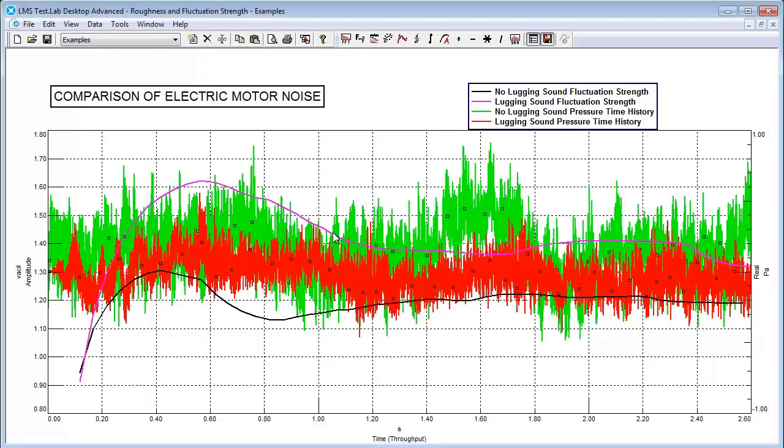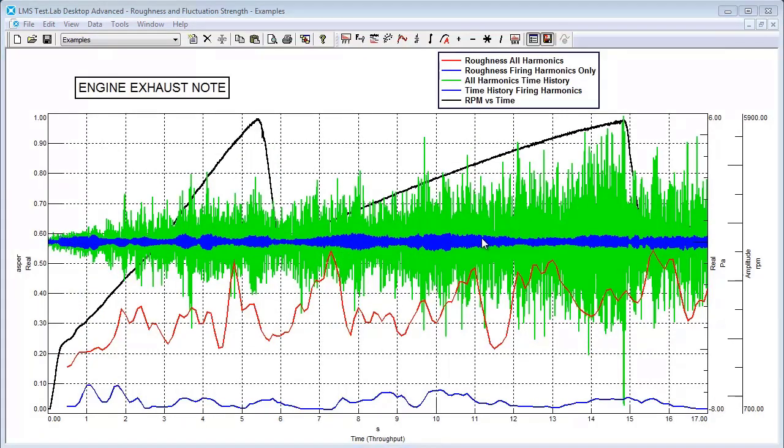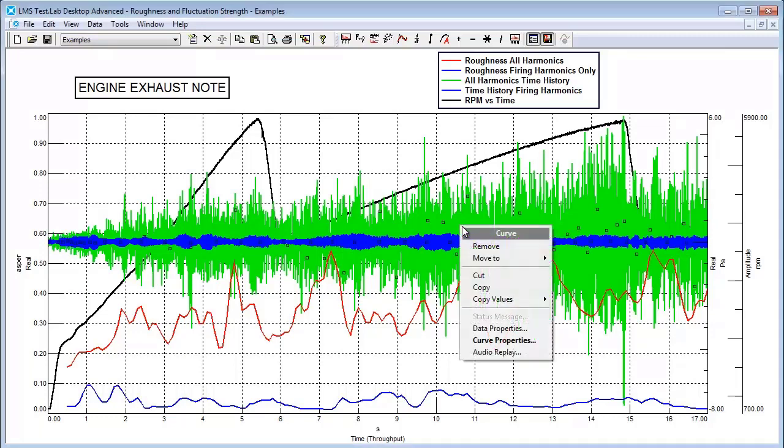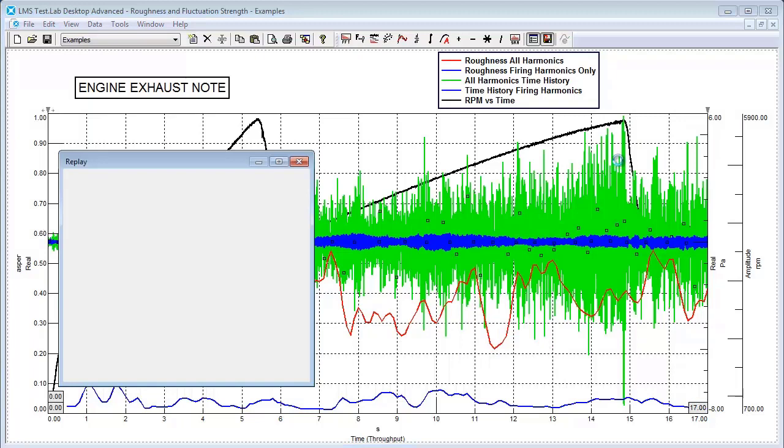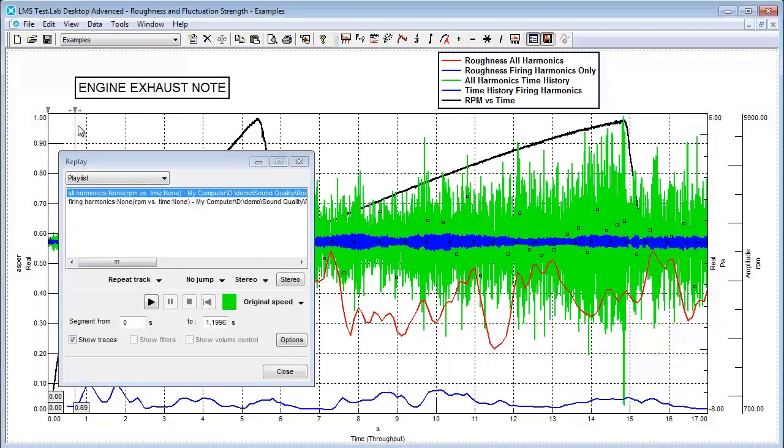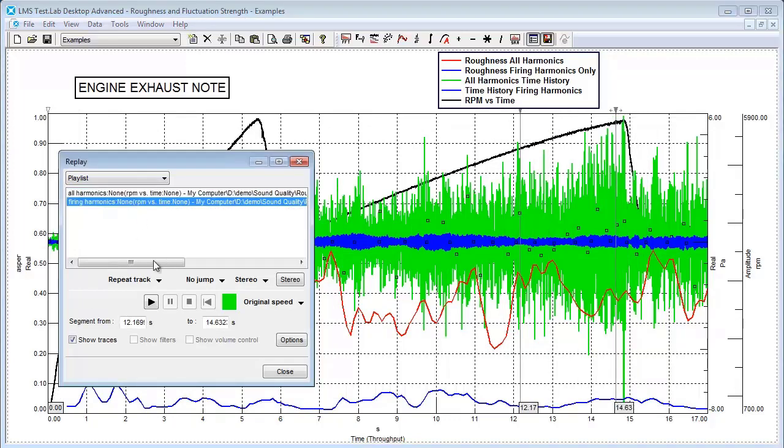We can see that the fluctuation strength for the motor with lugging is a lot higher than the motor without lugging. Here we have two exhaust systems. One of them has a lot of modulation in it, the other one does not. We'll take a listen in this area and see if we can hear the differences.